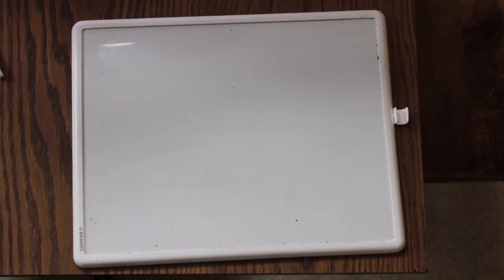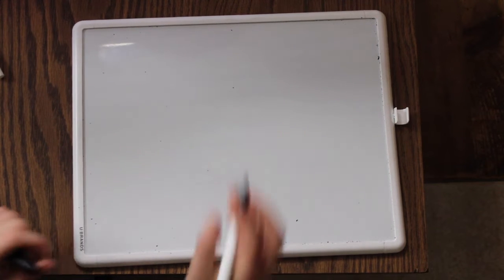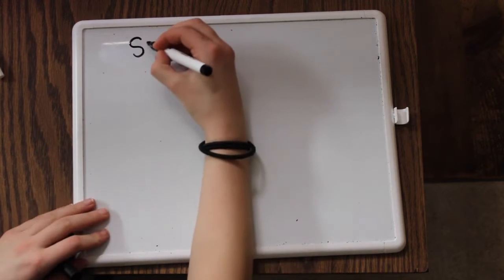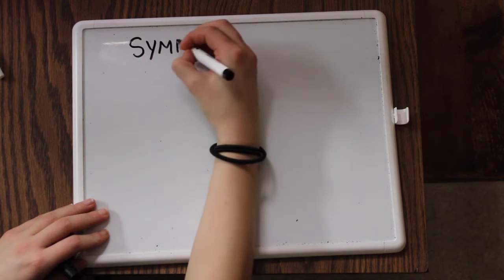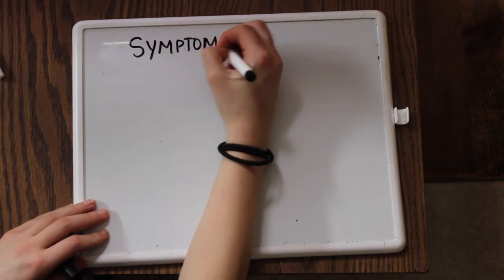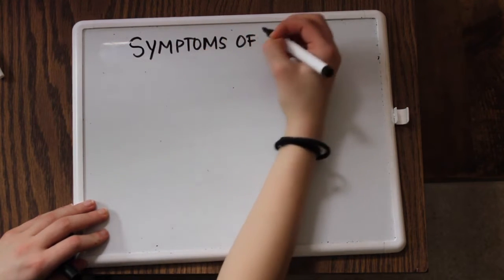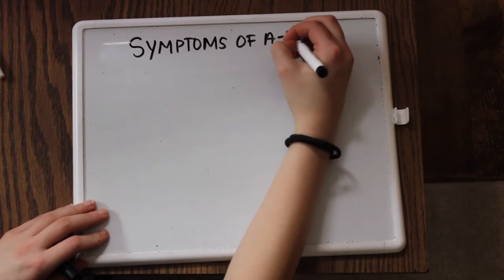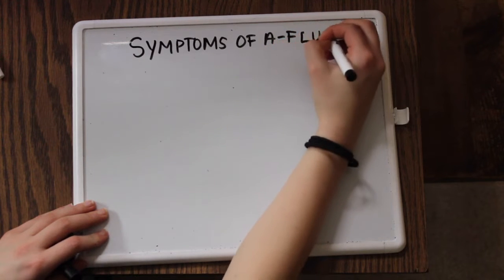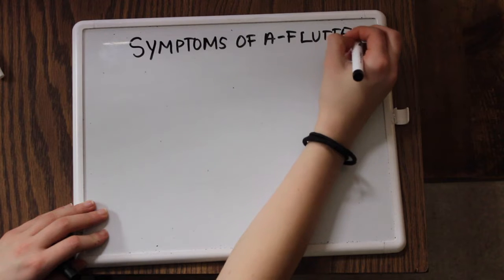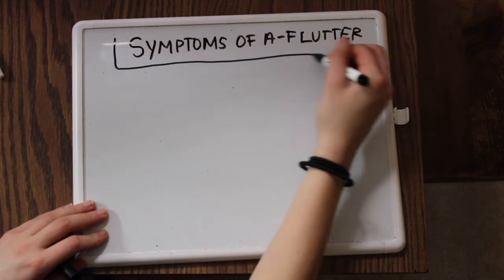So let's remind ourselves what atrial flutter is so we can better understand why symptoms of atrial flutter occur. Atrial flutter is when the electric signal is abnormal and circulates in the upper chambers. When it circulates in the upper chambers like this, it decreases the delivery of blood to organs and the rest of the body. And so this can cause you to feel multiple things.